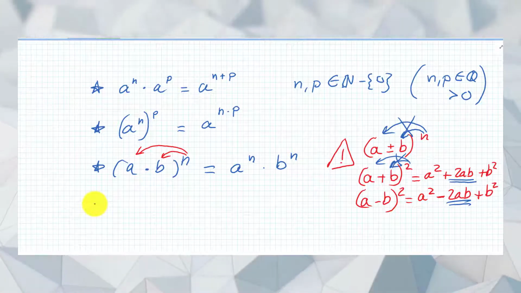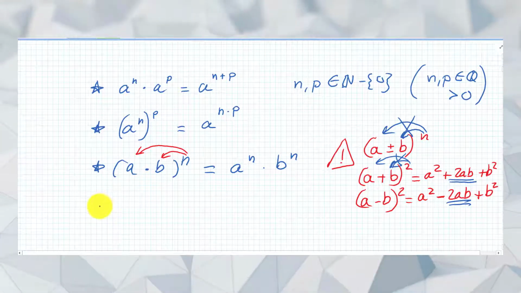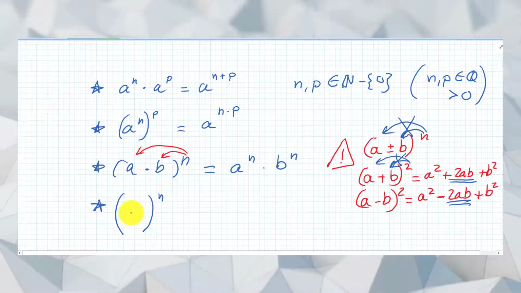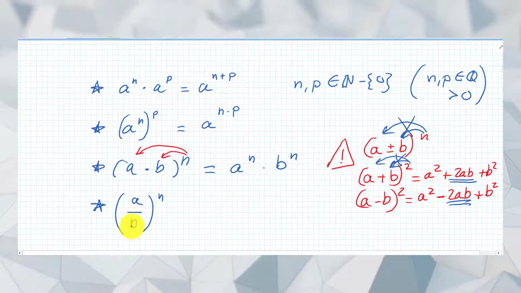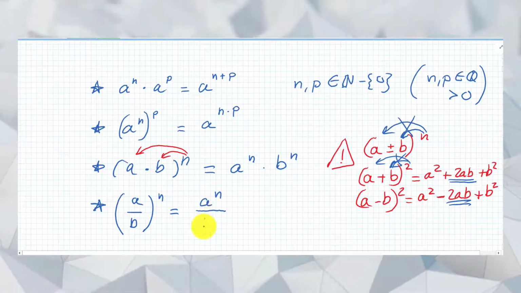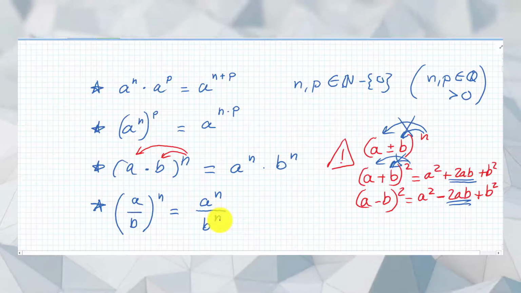Okay, let's recall two other properties before going further. So this time, I want to raise a ratio to a power. How do I raise a ratio to a power? Simple. You raise the numerator to that power and the denominator to that power.